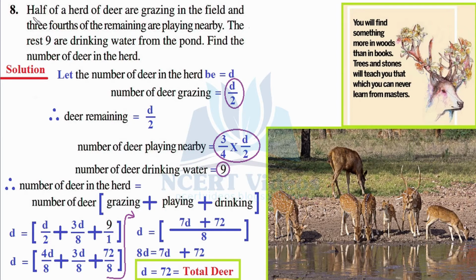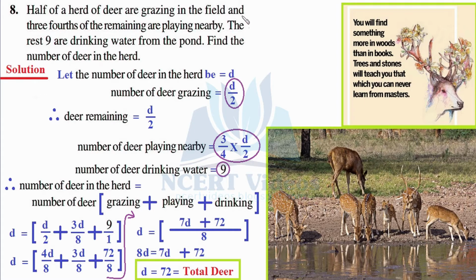Now let's study the first statement. Half of a herd of deer are grazing in the field. It simply means if we have 10 deer, then half of the deer would be 5. So what we do is divide the total number of deer by 2. We have assumed the total number of deer in the herd equals d. So the number of deer grazing is half. Therefore, we divide d over 2. That is, d over 2 deer in the herd are grazing. So we wrote the same.